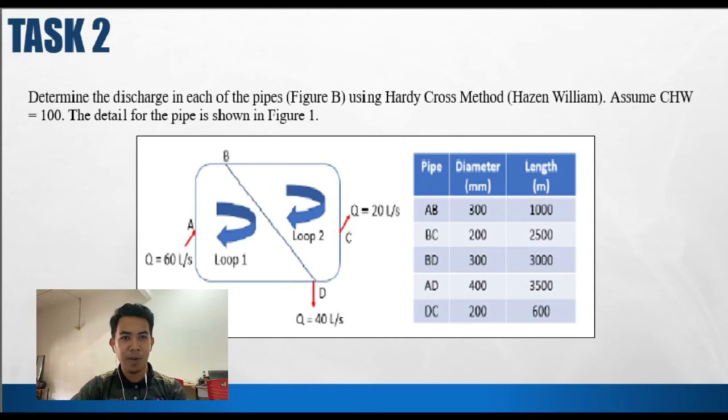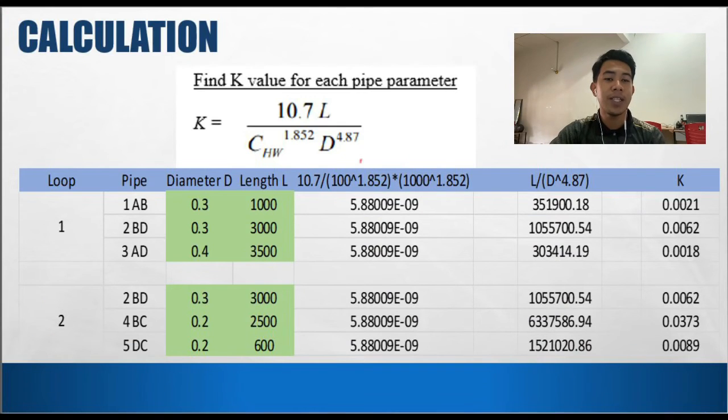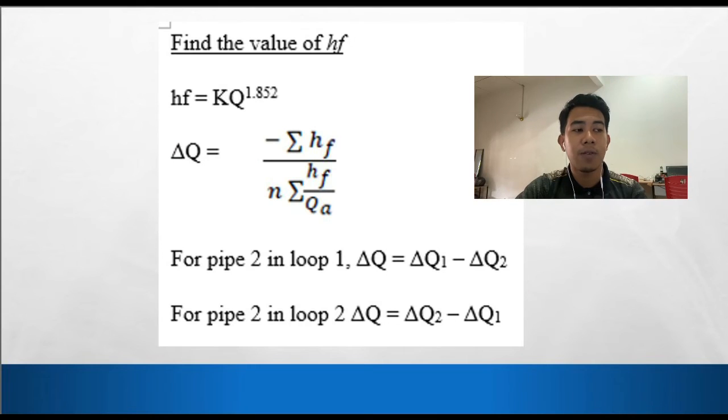Assalamualaikum warahmatullahi wabarakatuh. My name is Muhammad Zulhas Shah bin Badri and I will present task 2. For task 2, we have been given a task to determine the discharge in each pipe based on figure B. The details of the pipes are shown in figure 1. Firstly, we have to calculate the value of K for each pipe. The formula is K equals 10.7 L over C_HW to the power of 1.852 times D to the power of 4.87.